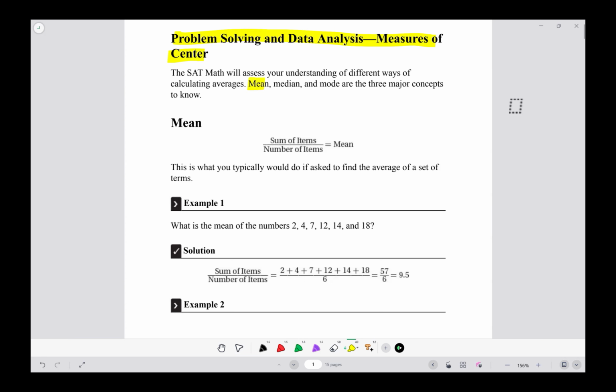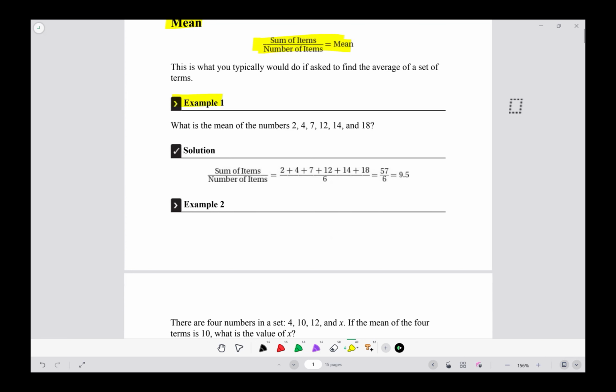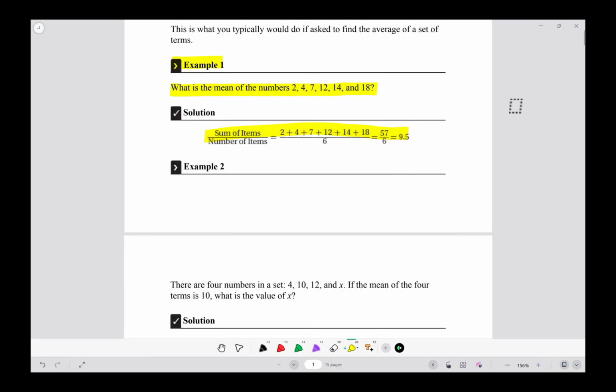We have mean, median, mode as the three major concepts to know. The mean is a parameter, which is the sum of items divided by the number of items. It is called the mean. So we have an example here. What is the mean of these numbers? You just need to get the summation of all of these items and the total number of items, the sum of items and the number of items. This is how the mean is found.